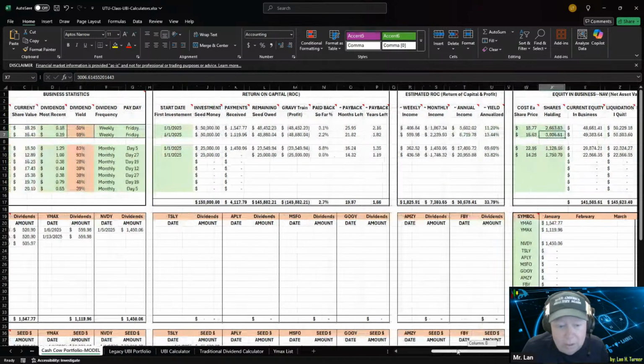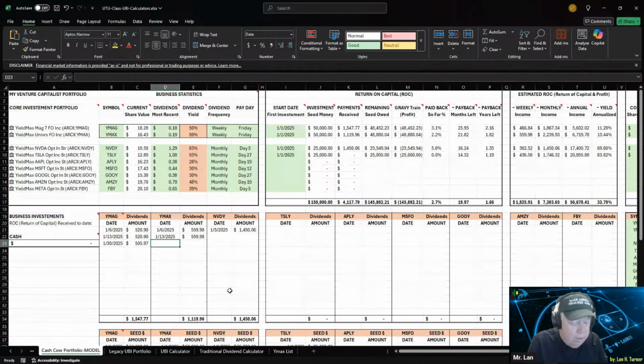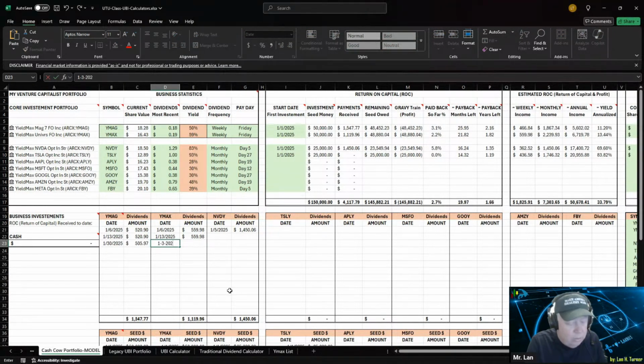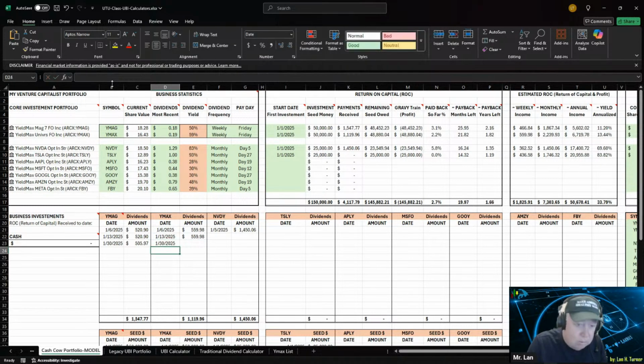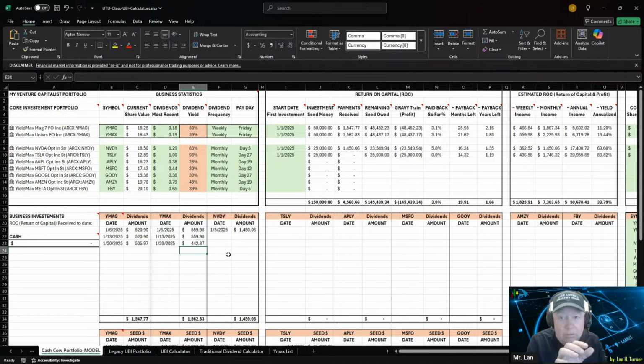$442. So we got to come down here. YMAX, 1/30/2025. There you go. And the dividend was $442.87. Boom. Just like that. Okay, so that means so far we've got some cash in here.